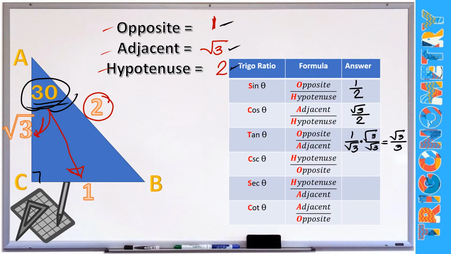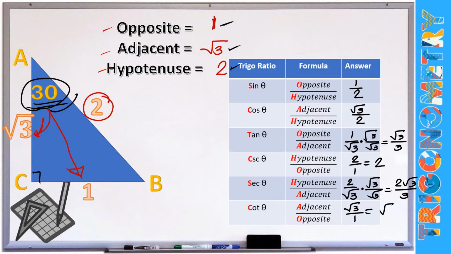Then cosecant theta. You have hypotenuse 2 over opposite 1. So 2 over 1. So we can have the lowest term, which is 2, or simpler term. Then we have secant. Hypotenuse over adjacent, so 2 over the square root of 3. Again, we have a radical. So multiply again by square root of 3 over the square root of 3. So that becomes 2 square root of 3 all over 3. And then we have cotangent, adjacent, which is square root of 3, over the opposite, which is 1.